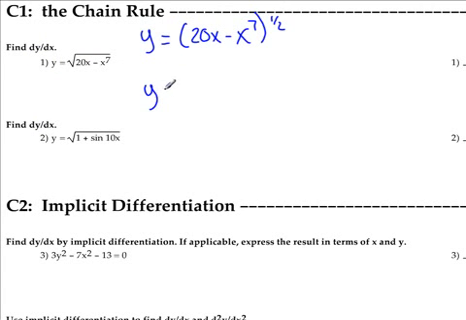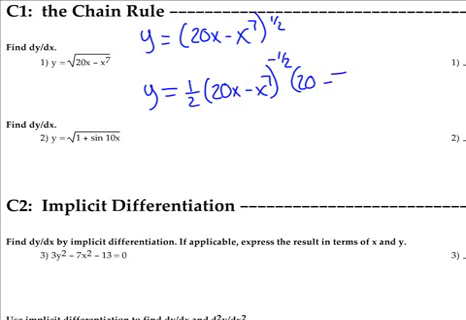When I do the derivative, I get y equals 1/2 times, just leave all this alone, change the power, reduce it by 1, so that gives me a negative 1/2, times, follow the chain now, the derivative of 20x is 20, minus the derivative of x to the 7th is 7x to the 6th. And then I can just clean this up a little bit.